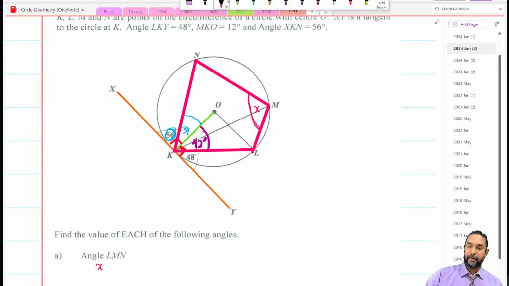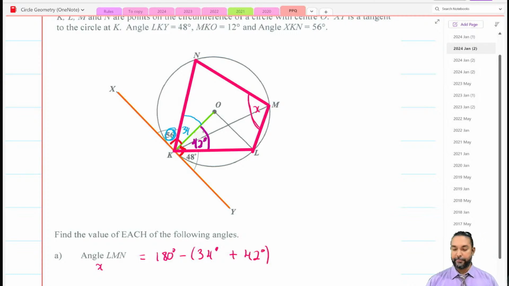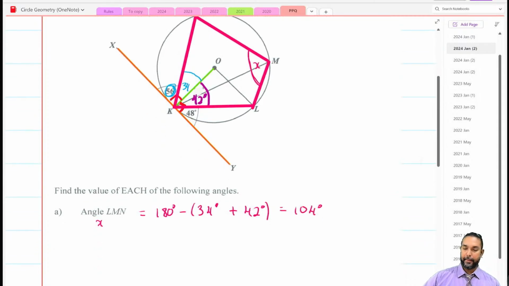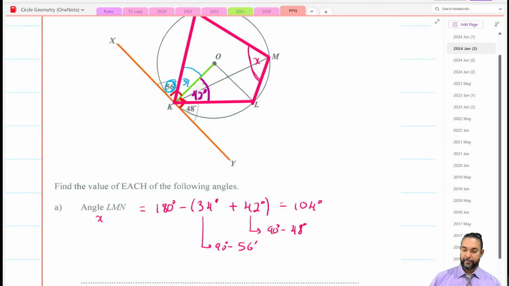Right, so to find the value of angle X, that's equal to 180 minus 34 plus 42. 34 and 42 is 76. 76 from 180 is 104 degrees. And what I'll do here is put a couple of little work in. So this one, the 42, that was 90 minus 48. And the 34 was 90 minus 56. And for both of these, that was angle between tangent and radius.